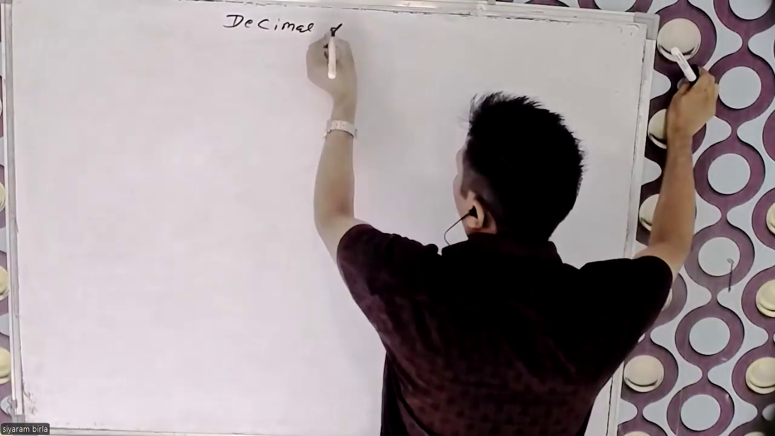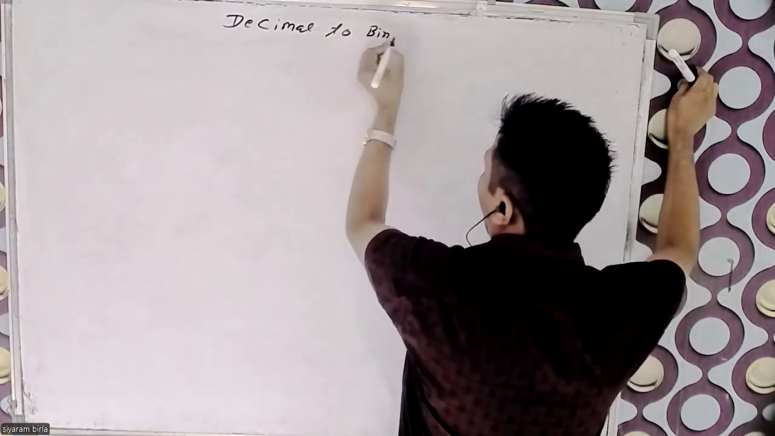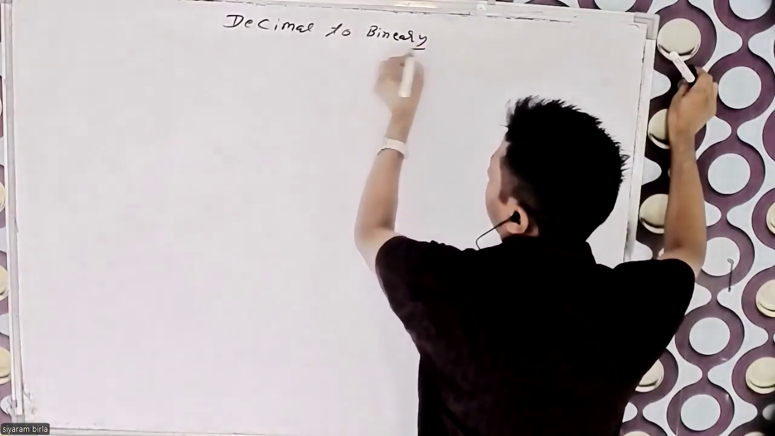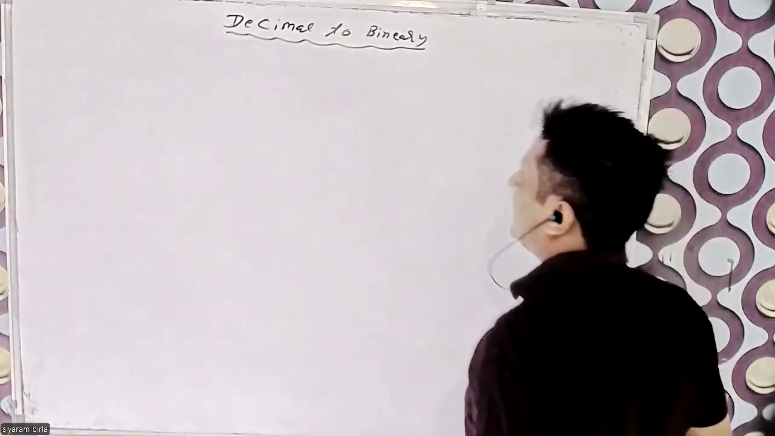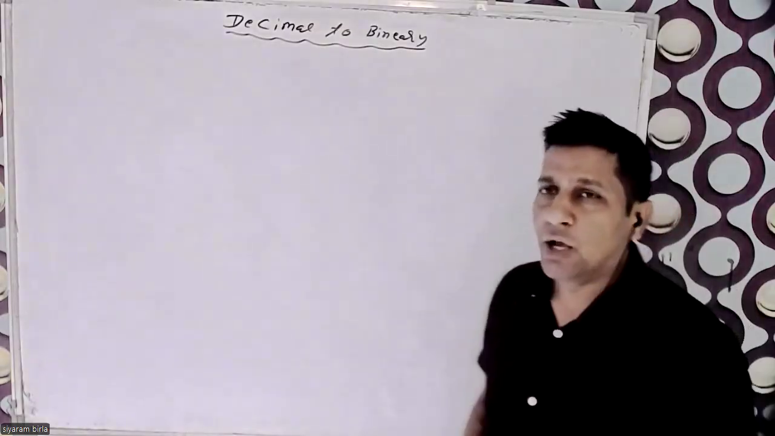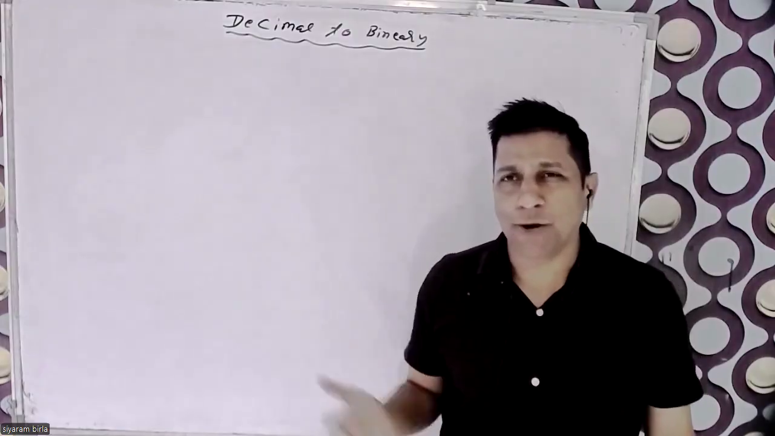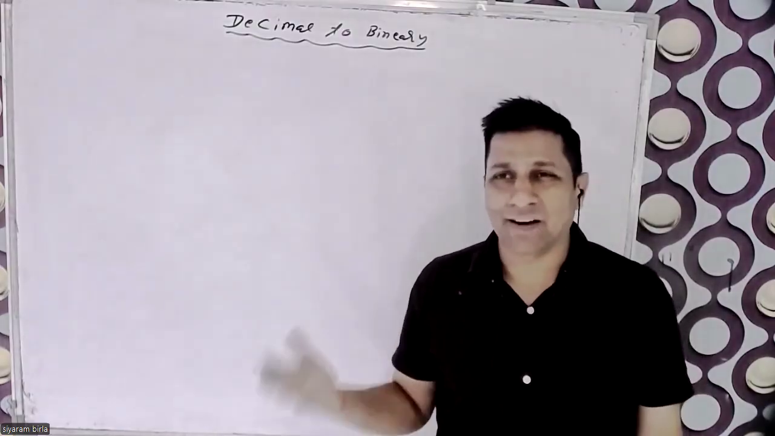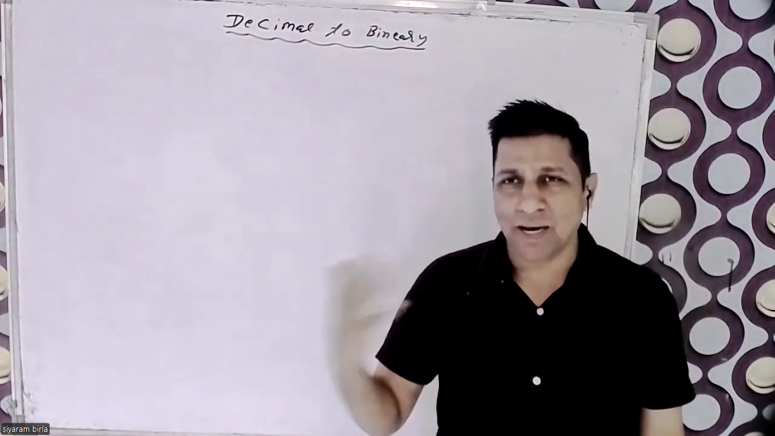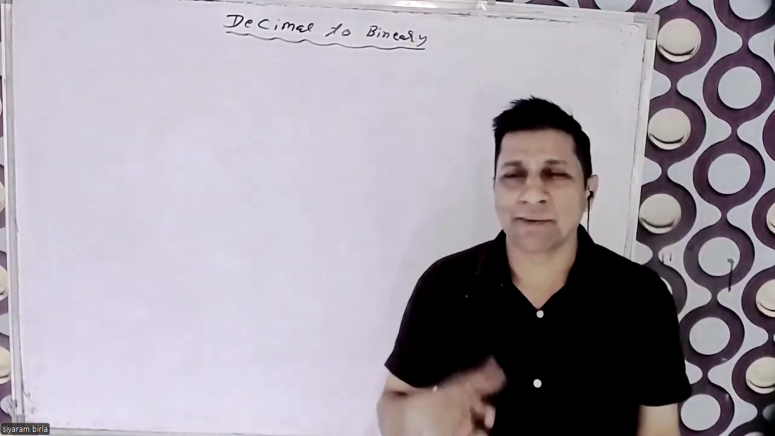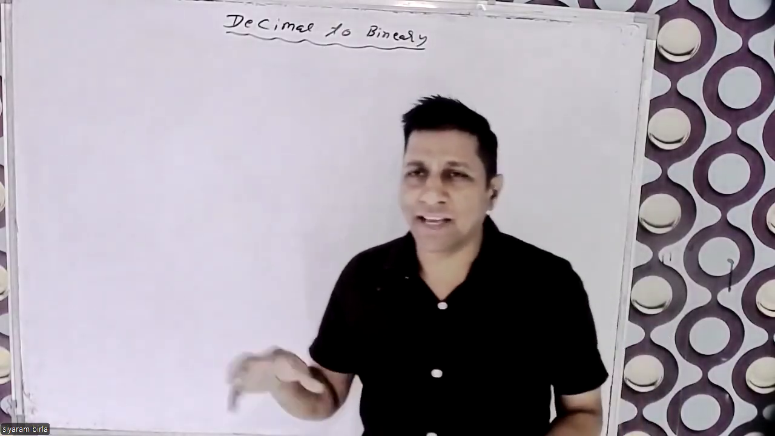So today's topic is how to convert decimal to binary, and vice versa, binary to decimal. These two things I will explain, and in the next class I will explain how to convert binary to octal, octal to hexadecimal, binary to octal, and decimal to octal. Means everything I will convert.